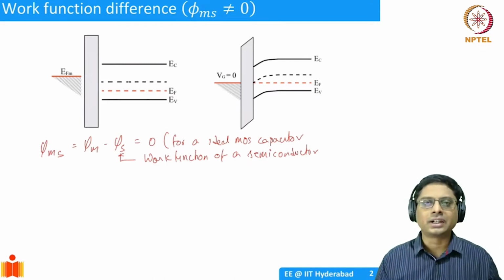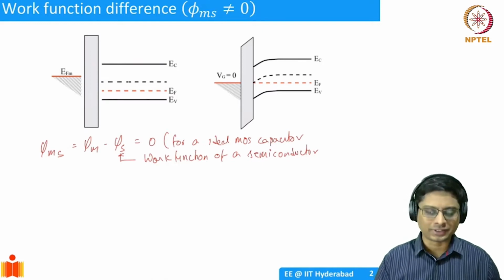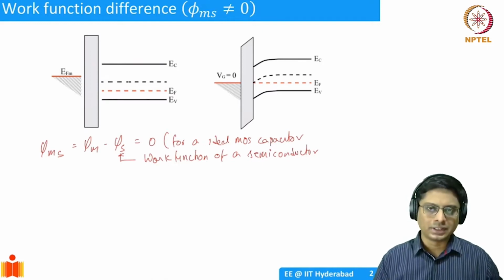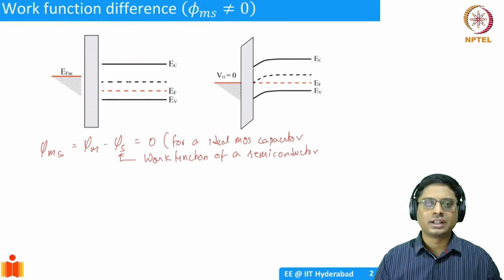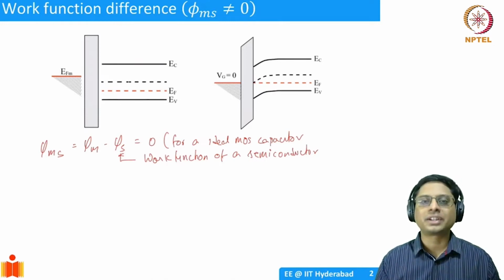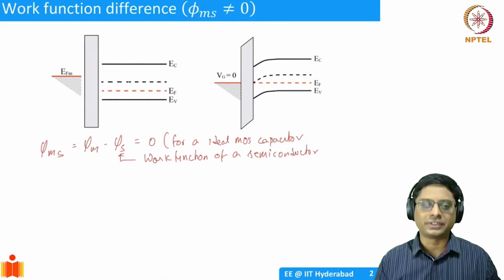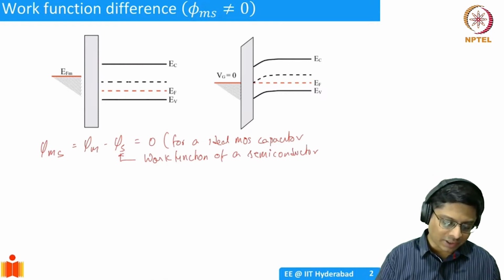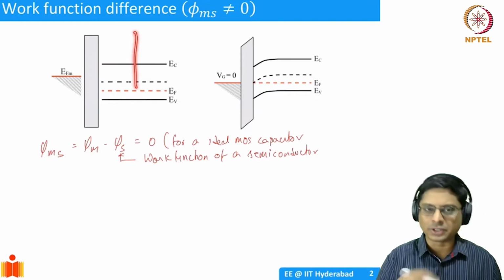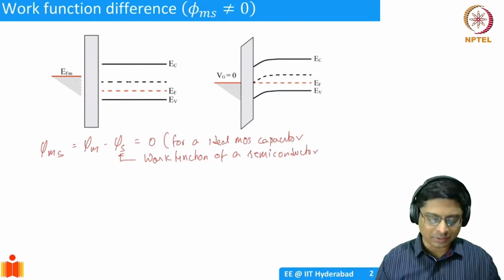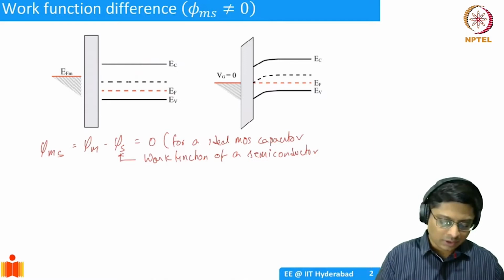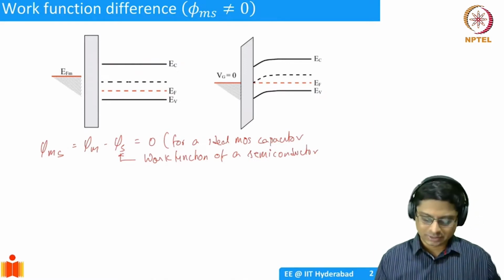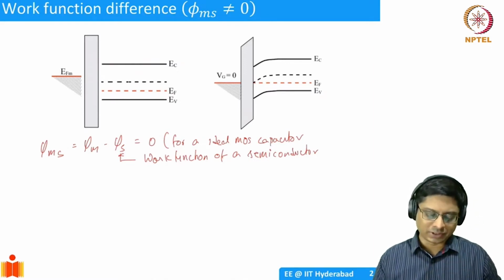But in real life we use metals, like for example, let's say we use aluminum. It's got a fixed work function. And what happens to the work function of the semiconductor? Well, it can change. It can depend on the doping density. We know that because the definition of work function is the amount of energy required to take an electron from the EF to the vacuum level, to make it completely free of the semiconductor. So, of course, that depends on the doping density of the semiconductor.